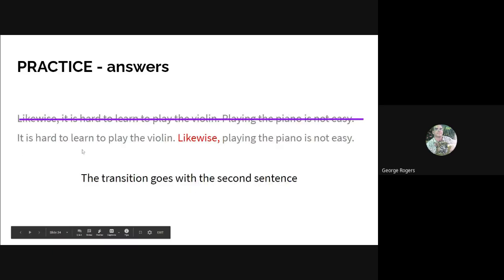Okay. It is hard to play the violin. Likewise, playing the piano is not easy. So the problem, they started with likewise. With transitions, you don't start with it. Now with subordinates, you can start with a subordinator, but with transitions, you don't put it. You put it with the second. Transitions go with the second sentence.